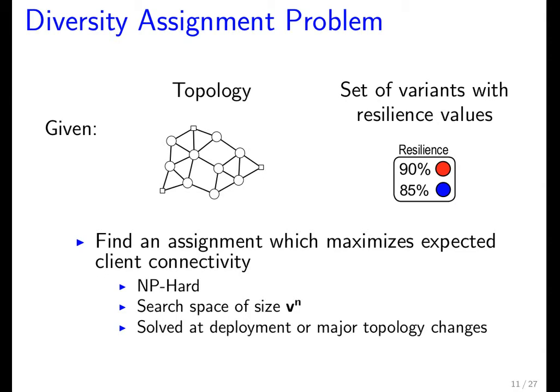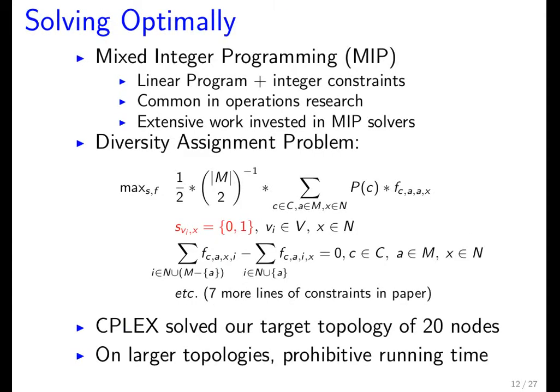However, the good news is we don't have to solve this very often. You just need to solve it at deployment, and you can resolve it again if there are major changes in the topology. So we looked at 2 algorithms, the first of which we tried to solve optimally. We looked at mixed integer programming to do this. A mixed integer program is a linear program with integer constraints. So linear programs are easy to solve.